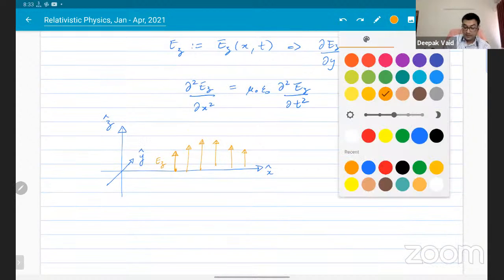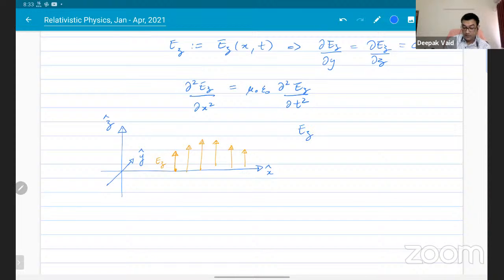Let's write down some assumption here. Let's say Ez is equal to some E naught times cosine of kx minus omega t. This is my ansatz. Ansatz is another fancy German word that means assumption. We are assuming, let's try this as a test solution.